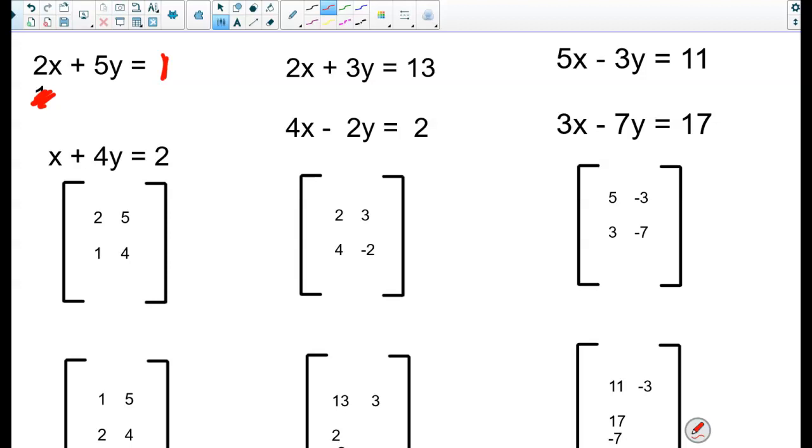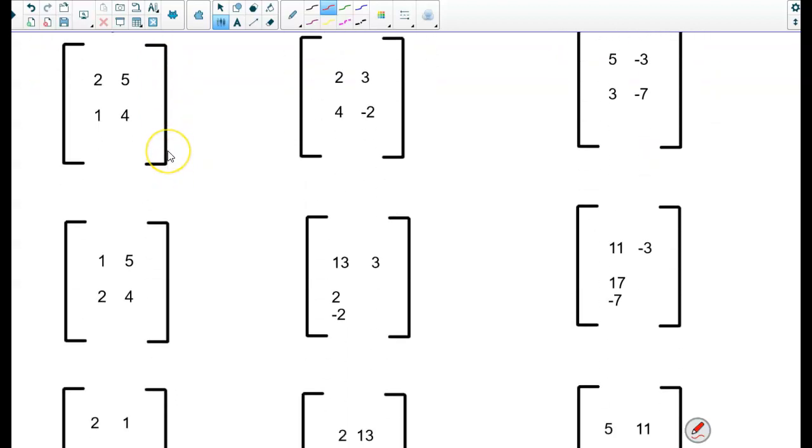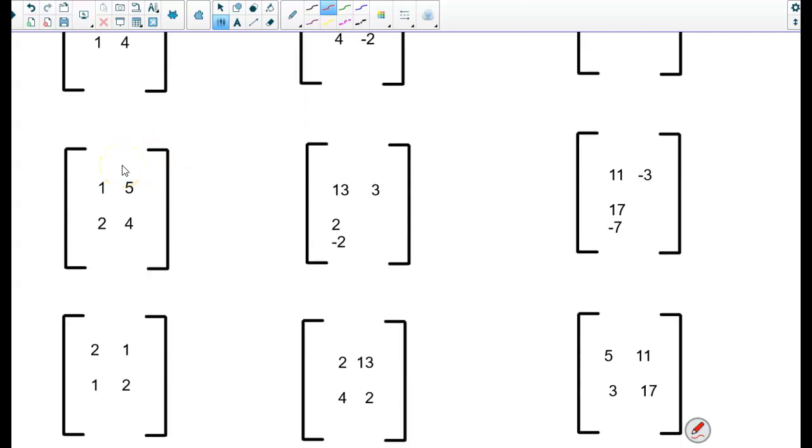So here's what we do. We create 3 matrices. The first matrix is just the coefficients, 2, 5, and 1, 4. Then I replace the x column with the numbers to the right of the equal sign. So 1 and 2 is to the right of the equal sign. So it's 1, 2, and then I recopy that second column of y coefficients, 5, 4. Then I recopy the x coefficients of 2, 1, and we put the numbers 1, 2 to the right of the equal sign to replace the y coefficients.